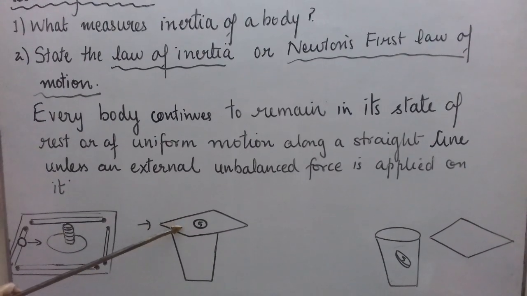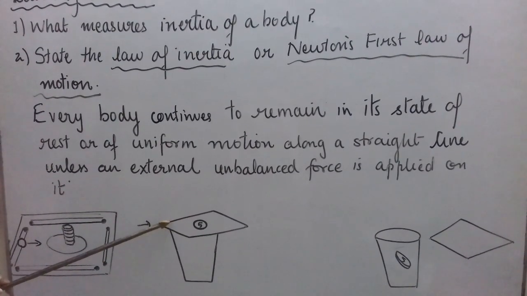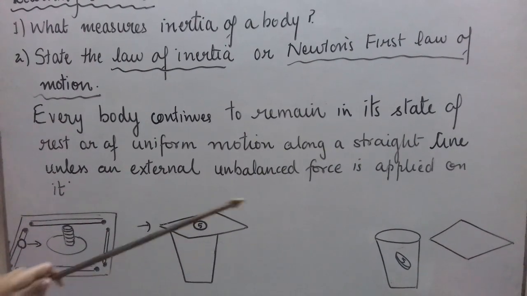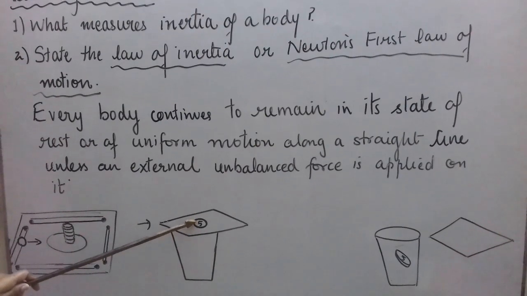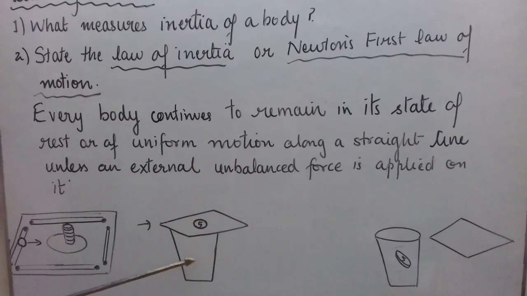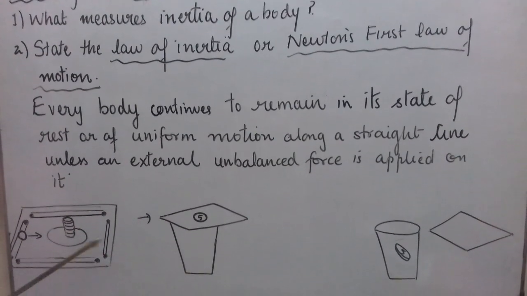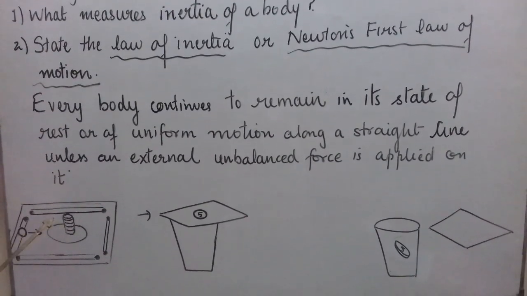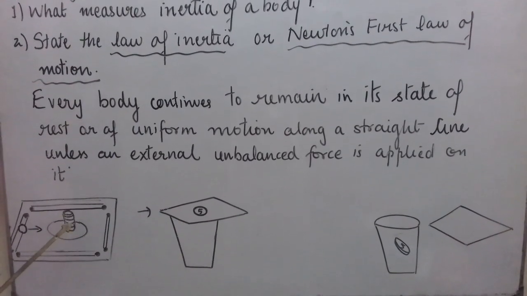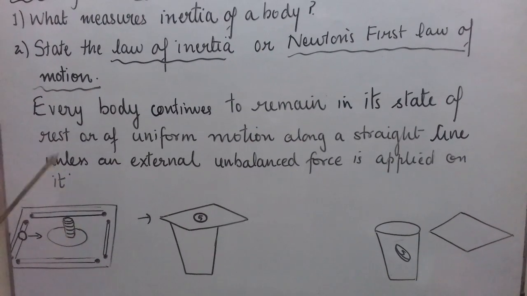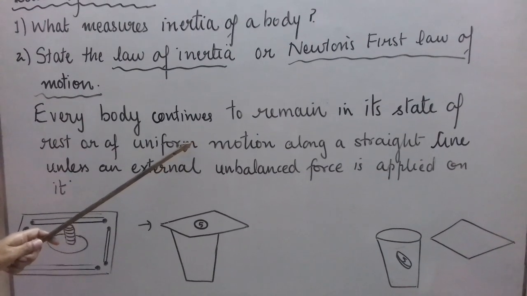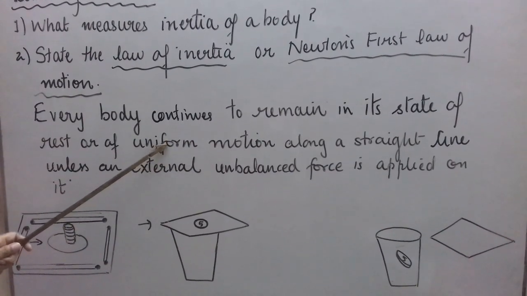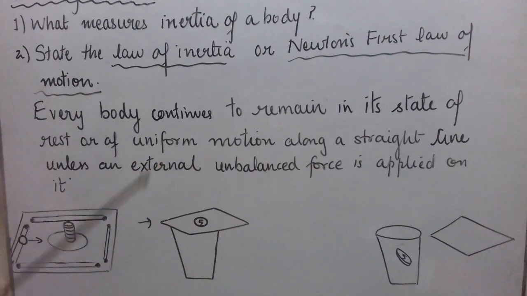Why? Because when we hit this cardboard, it flies away. But due to inertia of rest, the 5 rupee coin tends to remain at rest and hence it falls down into the glass. So these two examples prove that when a body is at rest, it tends to remain in the same state of rest. I hope it is clear to you. By Galileo's demonstration, the second part of the law can be imagined, but in reality we cannot have a frictionless surface, so we cannot prove it here.